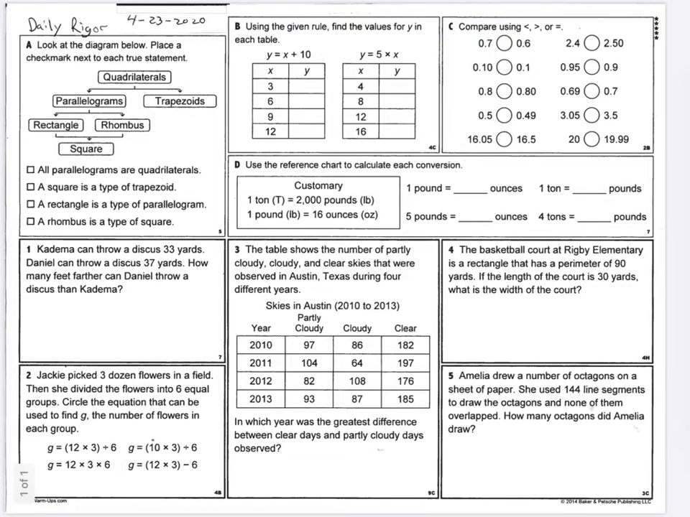D, use the reference chart to calculate each conversion. It is customary units of weight. 1 ton equals 2,000 pounds, and 1 pound equals 16 ounces. This side is your big measurements because it only takes 1 ton to equal 2,000 little pounds. So that means this is your small side. If we're multiplying, it's big to small, if we're dividing, it's small to big.